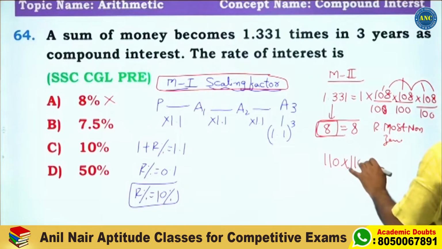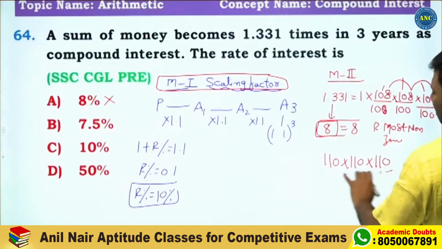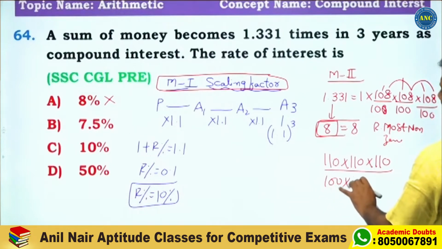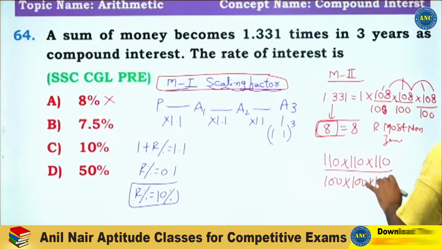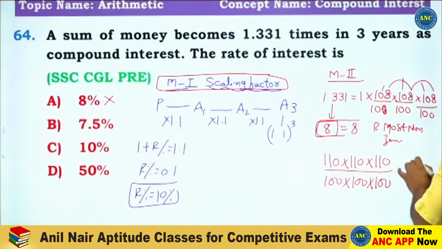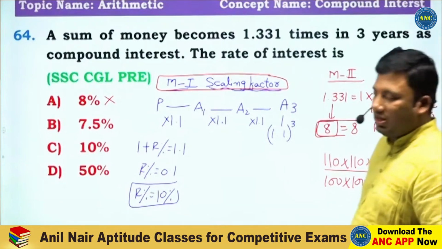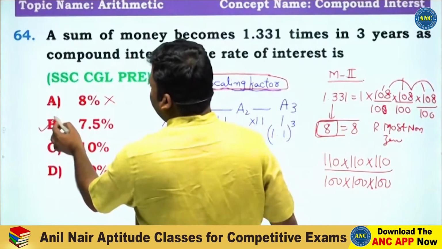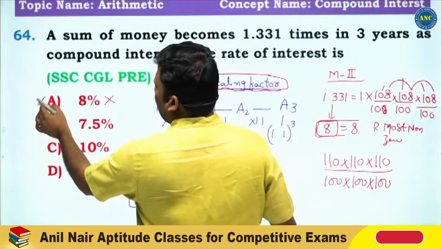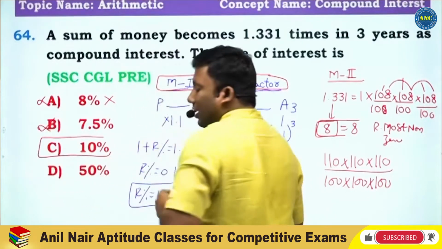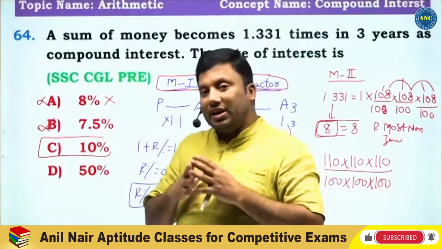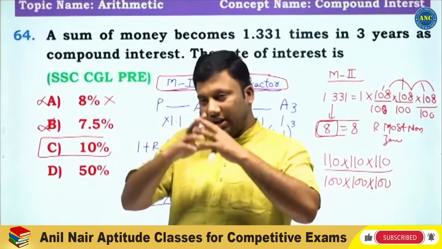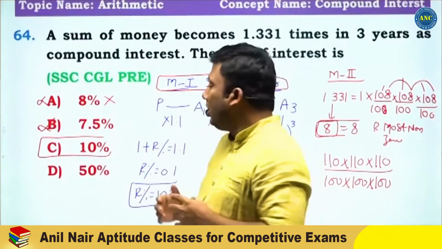110 into 110 into 110 divided by 100 into 100 into 100. That gives 1, 1, 1. 1 equivalent to 1. Digital sum it is matching. Option number C.